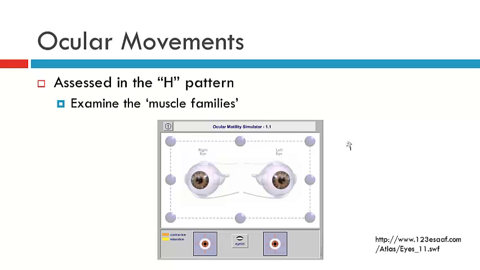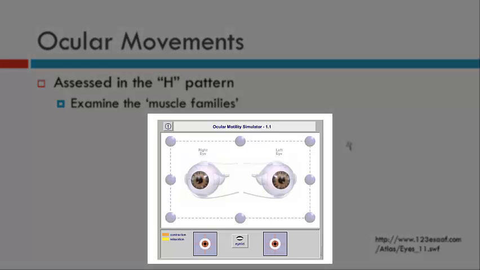So below here we have an ocular motility simulator from the web available at the website on this page, and I can move these eyes around to give you a demonstration of the H pattern. So with the H pattern we usually commence with the horizontal gaze. So if we look over to right gaze, we would be assessing two yoke muscles here, the right lateral rectus and the left medial rectus. And we then want to look at the ipsilateral antagonist of these muscles, so we'll go over to left gaze and assess the ipsilateral antagonist of those muscles that we looked at in the first instance.